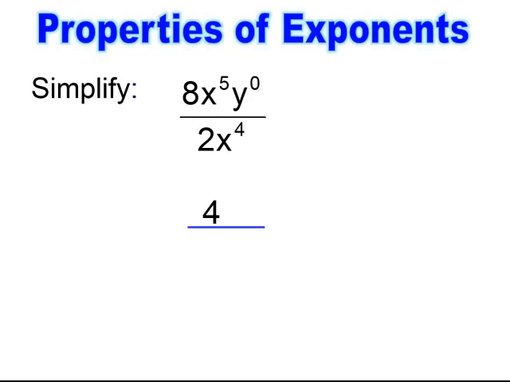And then I see my x to the 5th over x to the 4th. The higher exponent's on top, I subtract, and I leave it on top. And then y to the 0 power equals 1, and 1 times anything will just be what you have. So I end up just getting 4x, and I don't have it over anything, so my answer is simply 4x.